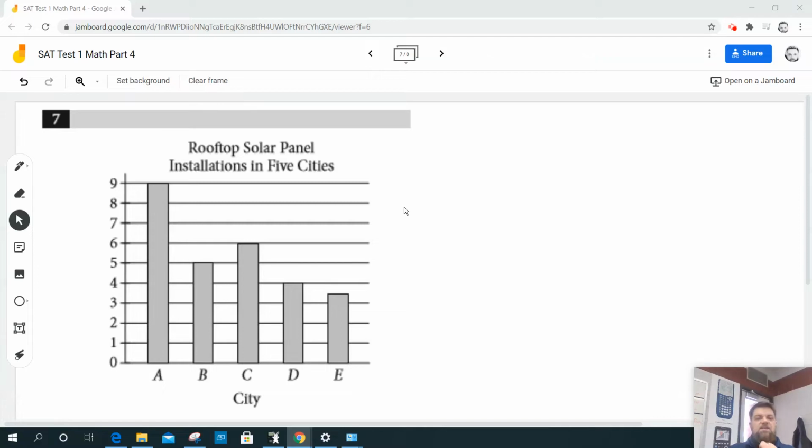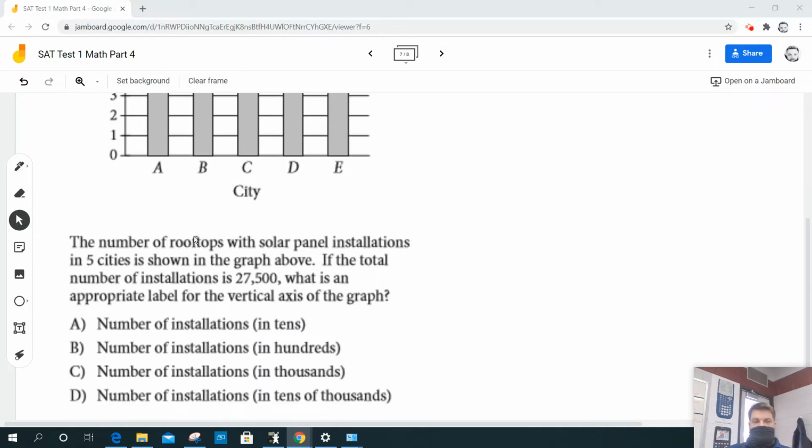All right, so we see here a graph of rooftop solar panel installations for 5 cities. I'm assuming city A, B, C, D, E, those are the 5 different cities. And this is the total number of installations per city. It says the number of rooftops with solar panel installations of 5 cities are shown in a graph above.